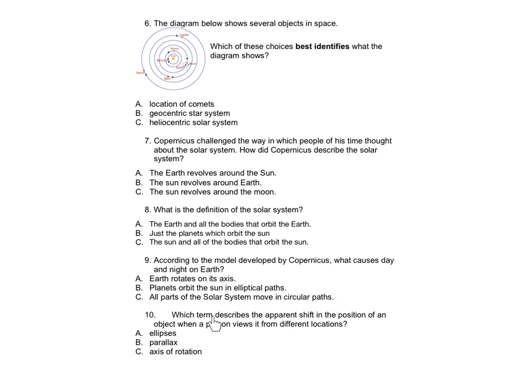Number 10. Which term describes the apparent shift in the position of an object when a person views it from different locations? A. Ellipses. B. Parallax. C. Axis of rotation.